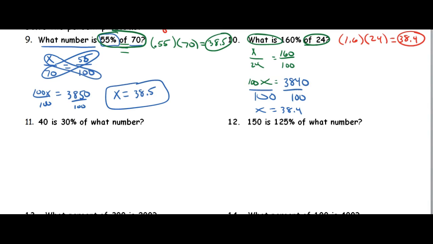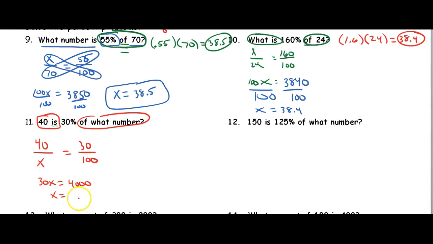Now, the next one, if we go ahead and set up a proportion, 40 is the is, 30%, so we know the percent over 100 of what number? That's the part. The of I don't know. So here's a proportion you would use for this problem. And if you cross multiply, you get 30x equals 4,000. And when you divide by 30, you will get x equals 133.35.